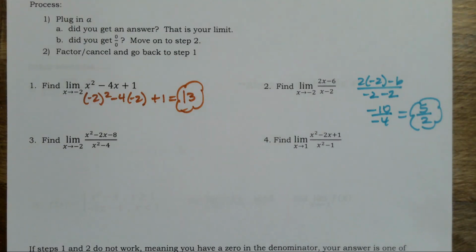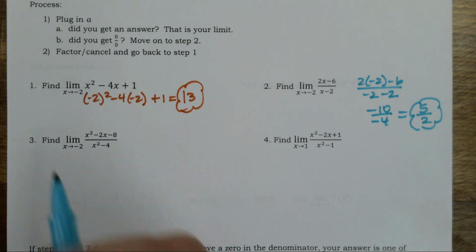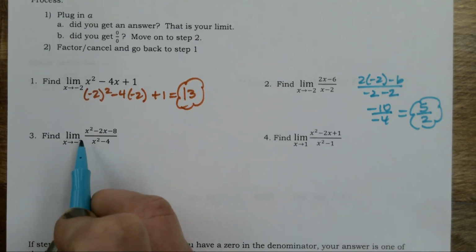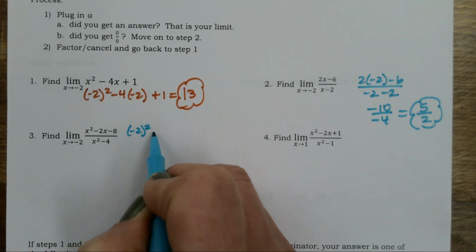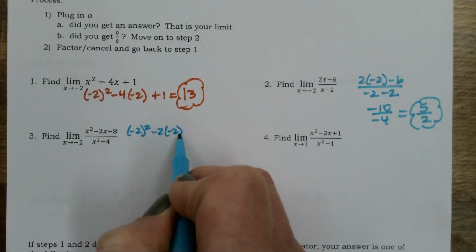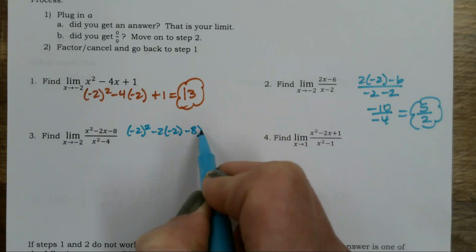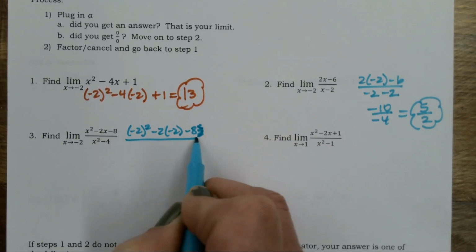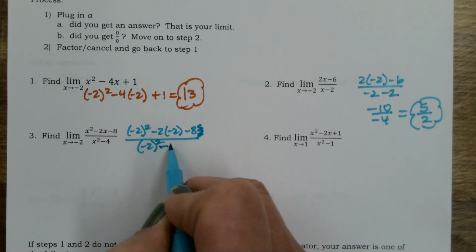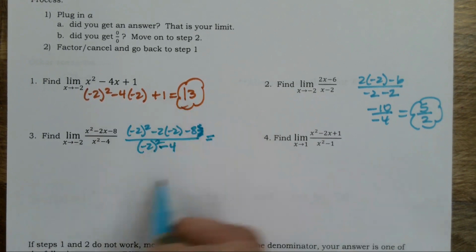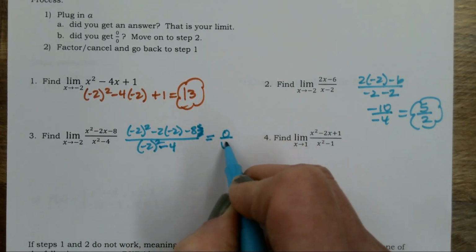What if I plug it in and I don't get an answer? What if I plug it in and I get something weird? And that's what's going to happen on these next two. I go ahead and I plug in -2 and I get (-2) squared minus 2 times -2 minus 8, oops, no parenthesis there, over (-2) squared minus 4. And if that's all done correctly, you get 0 over 0.